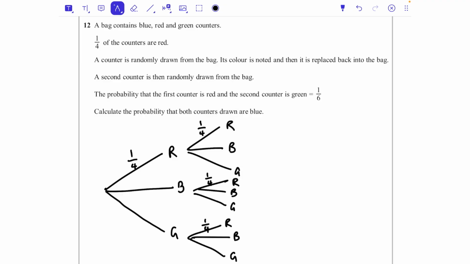So if I was to go up this pathway and then go down this pathway, we know that if I was to times those values together, let's call this x, a quarter times x equals a sixth, because we're told that that would be the probability of that happening. So to get that value x, we need to divide. And we need to do a sixth divided by a quarter to work out what x is.